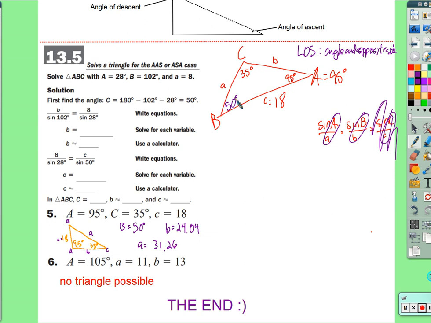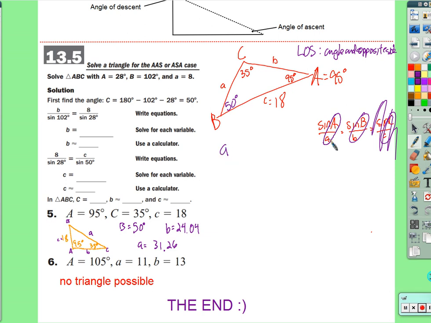Thinking in terms of angles and their opposite sides, they come in pairs. What pair do you know? Angle C and side c. And so what might you solve for? Solve for a, sure, or b. But a was said first, so we're going to solve for a.